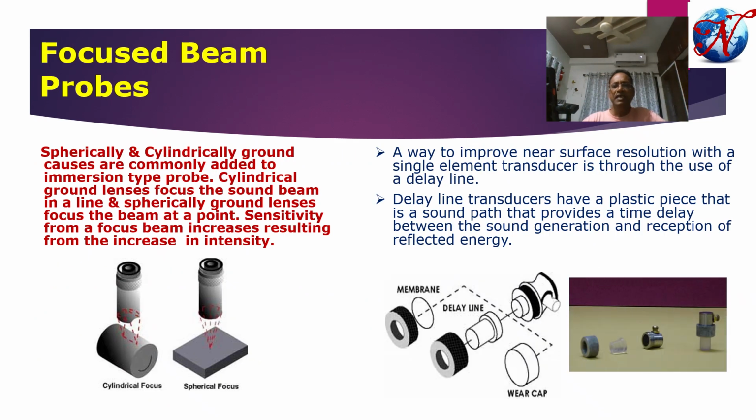Normally, we always need to focus our ultrasonic beam on the inspection surface more accurately, and for that purpose there are two types of focusing. One is spherical focusing, and the second is cylindrical focusing. Spherically and cylindrically ground lenses are commonly added to immersion type probes.